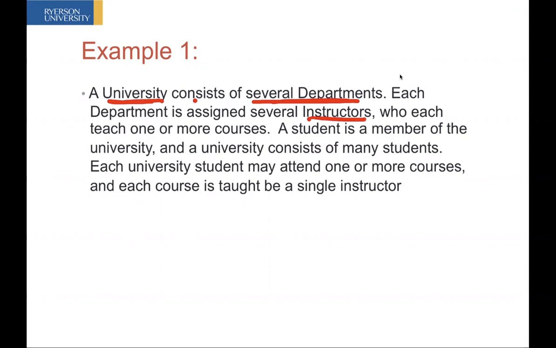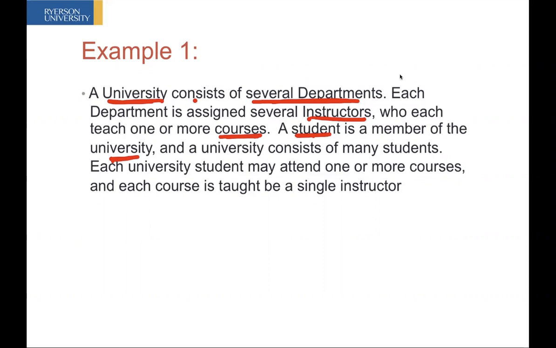Instructors who each teach one or more courses. So I see another entity. And then a student is a member of the university, so another entity. And the university consists of many students. So I'm just trying to highlight the entities, and then later on I will highlight those relationships and attributes. Each university student may attend one or more courses, and each course is taught by one instructor.